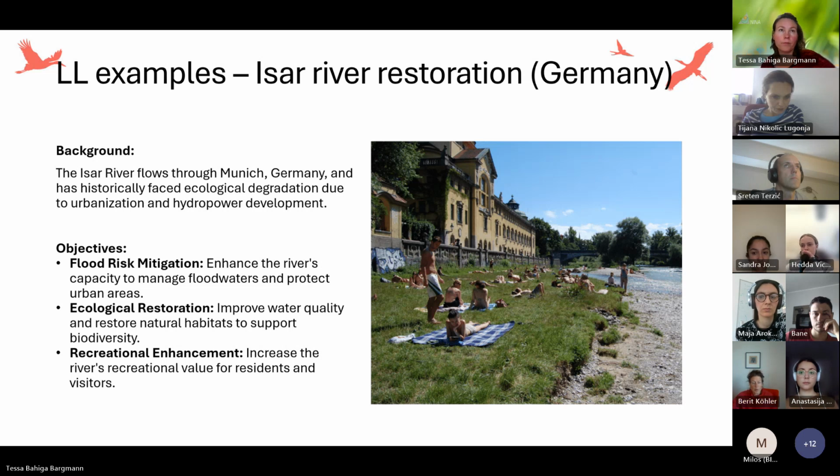And there were 3 main objectives here. On one hand, it was flood risk mitigation, and to enhance the river's capacity to manage floodwaters and to protect urban areas better, to conduct an ecological restoration, that is to improve water quality and to restore the natural habitats to support biodiversity, and also to enhance this room for recreational purposes. So increase the river's recreational value for residents and visitors.